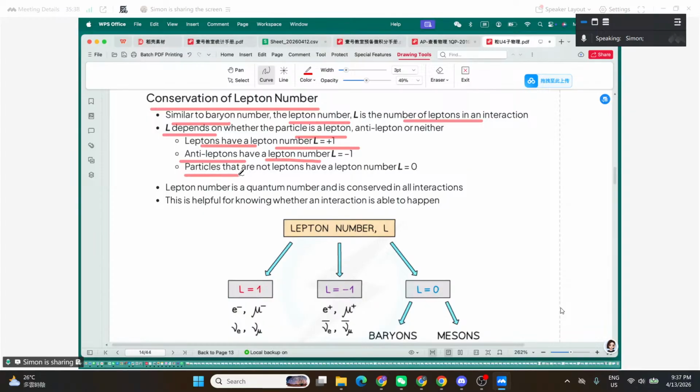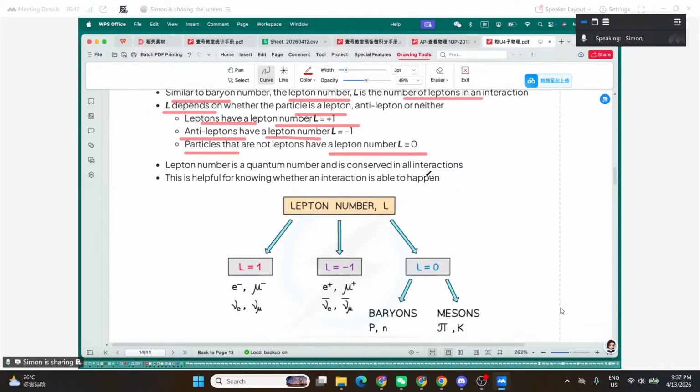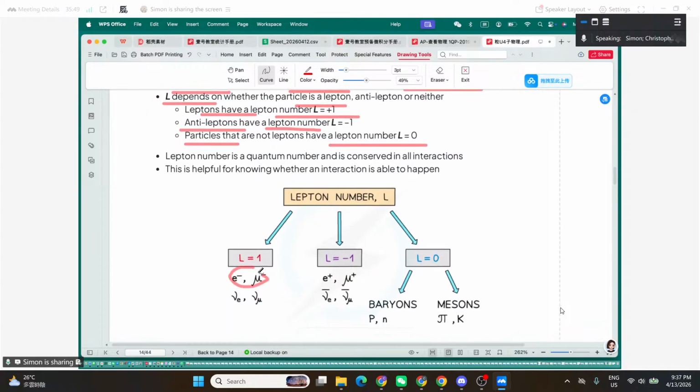And if you are not a lepton, they will use zero to represent it. Understand it? Like this one. Okay, no problem.